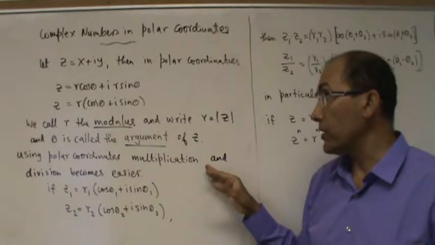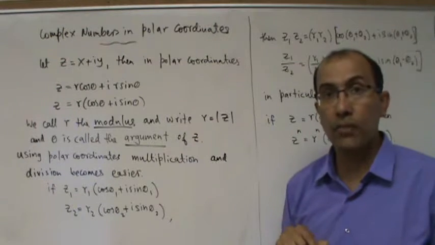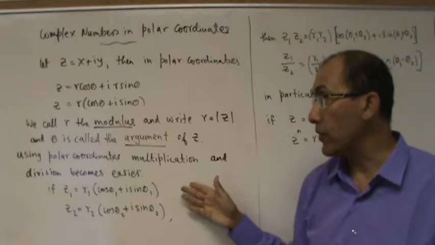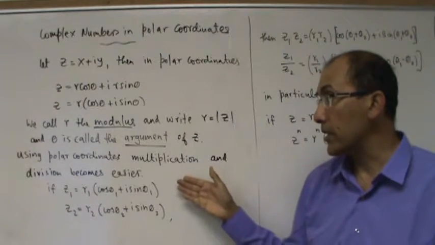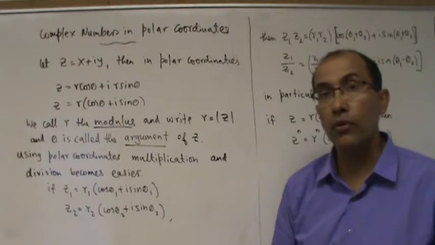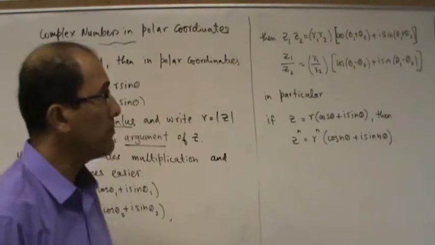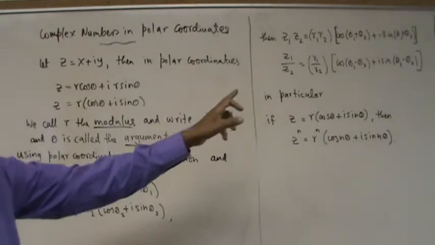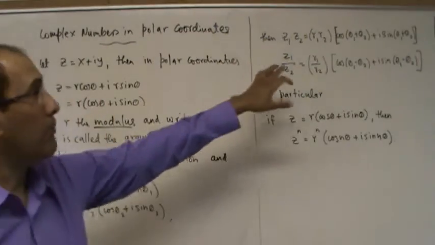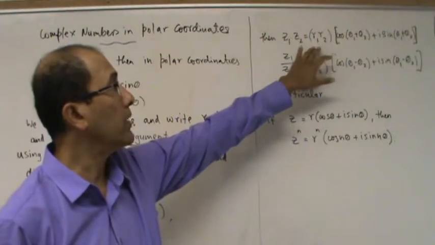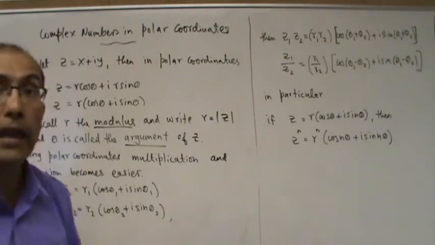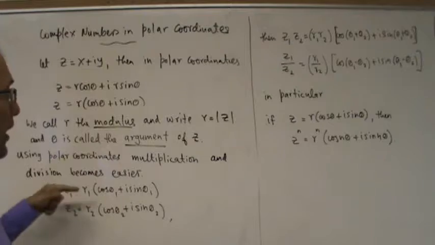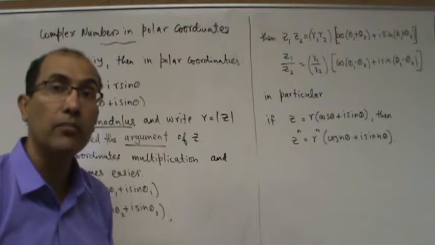So using polar coordinates, multiplication and division actually become much easier than using rectangular Cartesian coordinates. Suppose you have two complex numbers, z1 and z2. Multiplication actually is very simple. When you multiply these two complex numbers, z1 times z2, the moduli multiply, you have the two moduli multiplying, and the arguments just add. So you just have to multiply the two moduli and add the arguments.